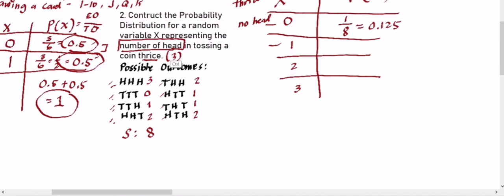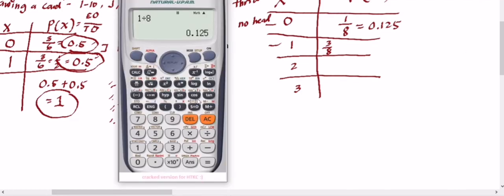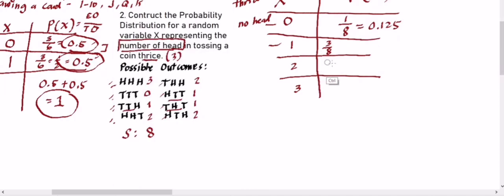Ibig sabihin, 1 head. Okay? Ang 1 head natin, ilan dito? Meron tayong 1, 2, 3. So, lagay natin dito, 3 over 8 ulit. Kasi 8 yung total number of outcomes. So, 3 over 8, gawin natin decimal ulit yan. 3 divided by 8, that is equal to 0.375. Next, we have this 2.